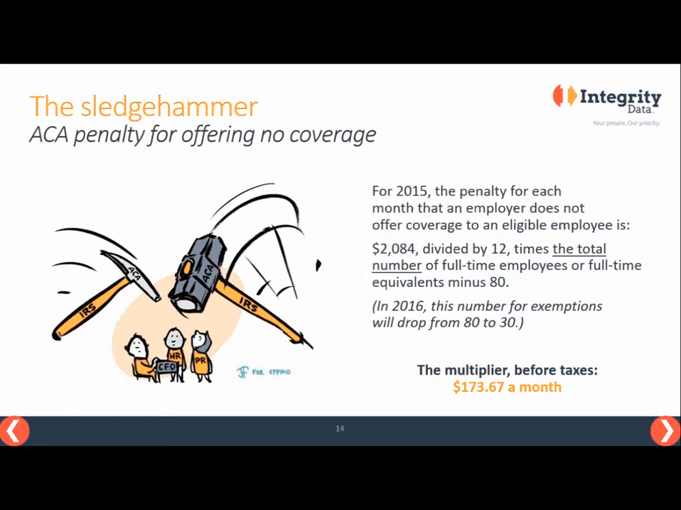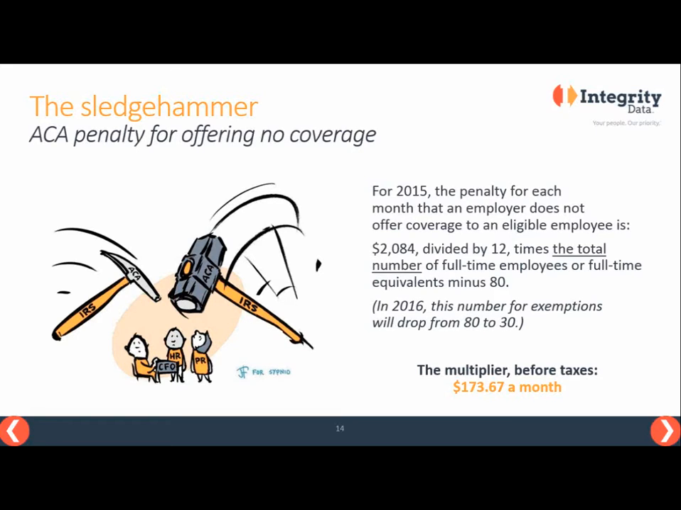I'm not going to go through this a whole lot, but there's two penalties, as you know. There's the sledgehammer penalty, and that's not offering coverage to eligible employees. As you can see, it goes up every year. For calendar year 2015, that went up from $2,000 to $2,084. Divide that by 12, and you get your monthly multiplier. The first 80 this year are exempt. Going forward, the first 30 are exempt.